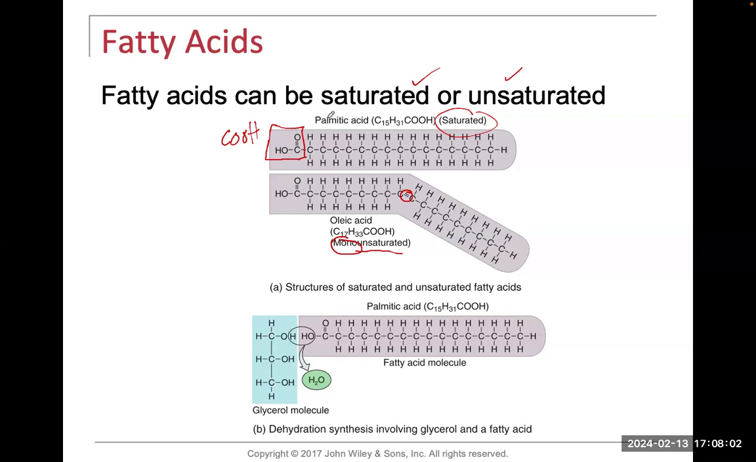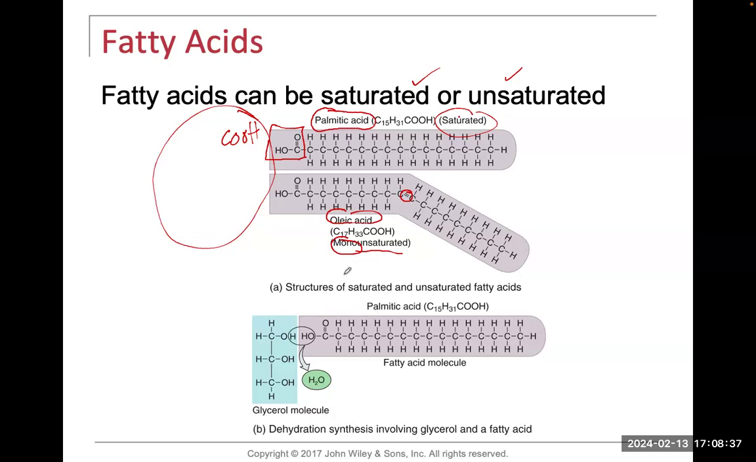Okay? And if you look at the names, the amount of carbons and the amount of double bonds give it different names. So this is palmitic acid, this is oleic acid, this is saturated and unsaturated. And if I put a phosphate group here, that's a phospholipid. As a saturated and unsaturated fat, that's involved in making up your cell membranes.